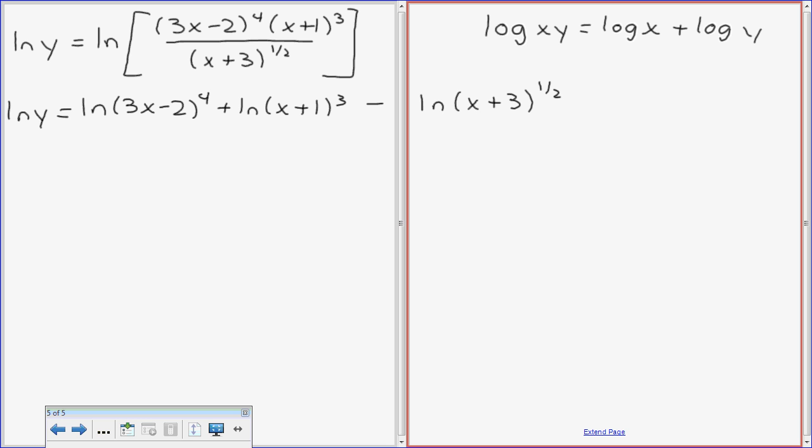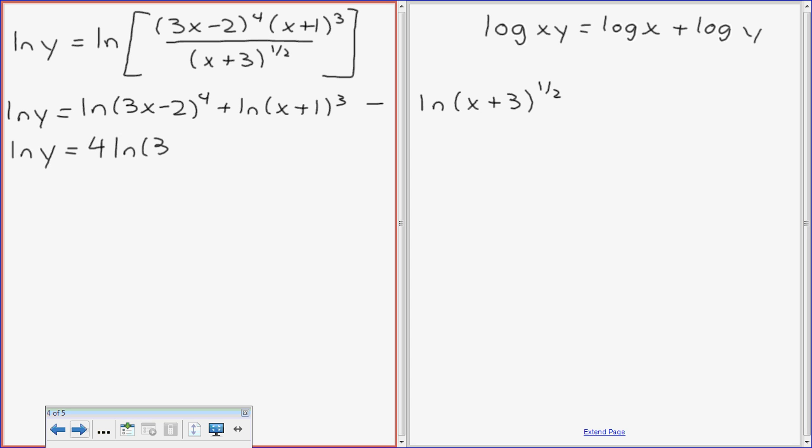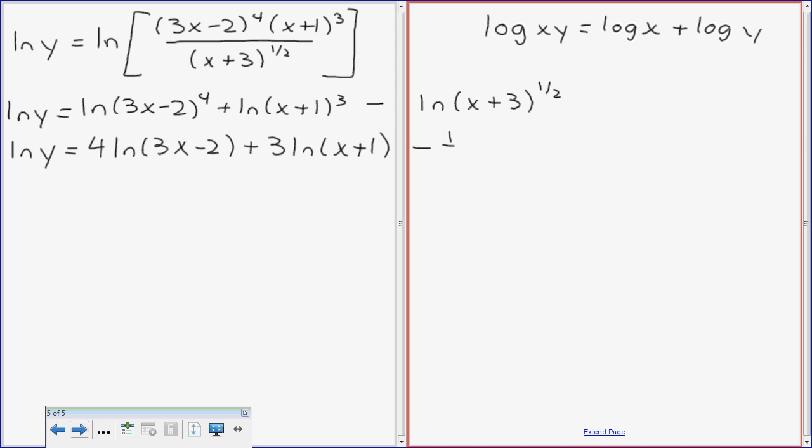Okay, back to this. I heard Matt raising a hand at the back. How do you do that exponent? You just move it down, right? Yeah. So this turns into ln y equals 4 ln(3x minus 2) plus 3 ln(x plus 1) minus 1/2 ln(x plus 3). Okay, so things are looking great, but not yet.